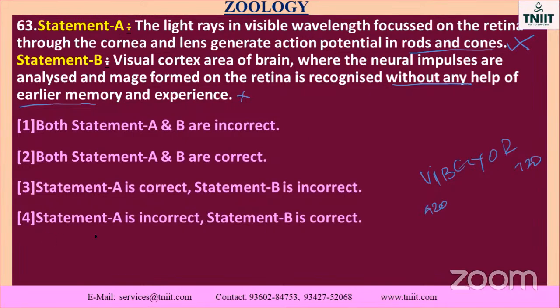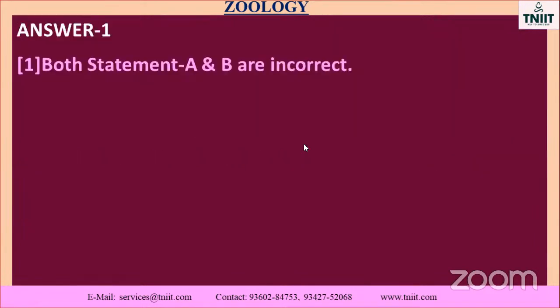So what is the option? Statement A is incorrect, statement B is correct? No. Statement A is correct, statement B is incorrect? No. Both statements A and B are correct? Here they mentioned both are wrong only. So for 63, just note it down: both statements A and B are incorrect is the correct option. Go to the next one.